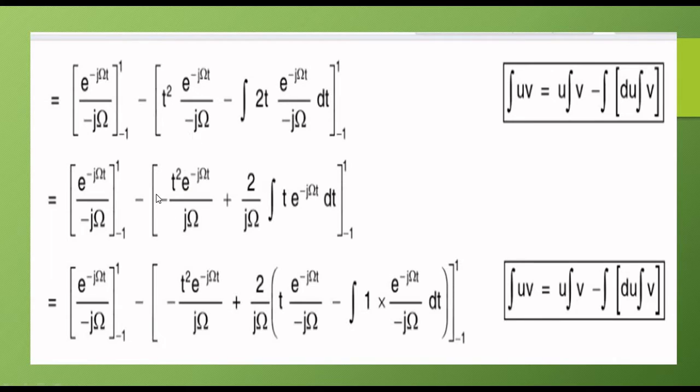Look at only the second term and the third term. The first term is kept unchanged. So the second term, t square e power minus j omega t by minus j omega, I've kept the same here. We will integrate the third term here. So when you integrate this last term, what will you get? E power minus j omega t by minus j omega. So minus j omega, and 2 is a constant here. So 2 by j omega we have taken outside. So inside the integral, what do you have? T e power minus j omega t dt.